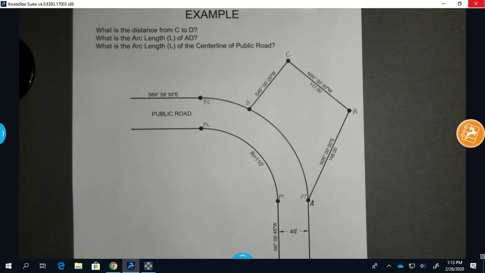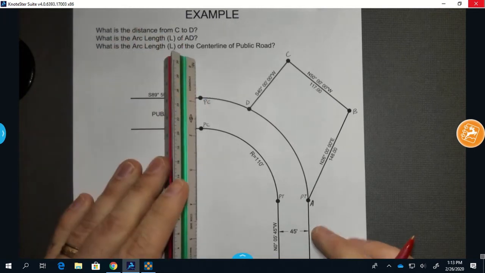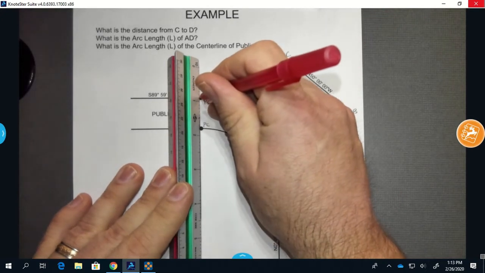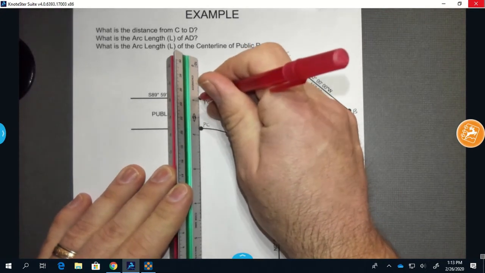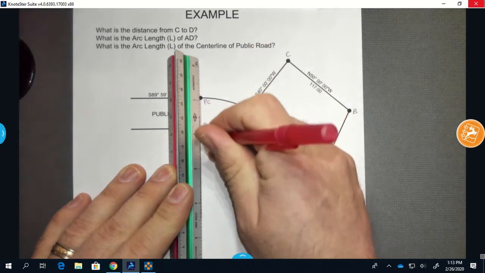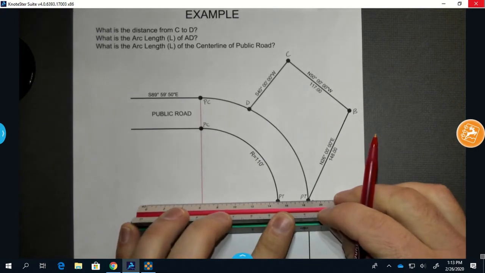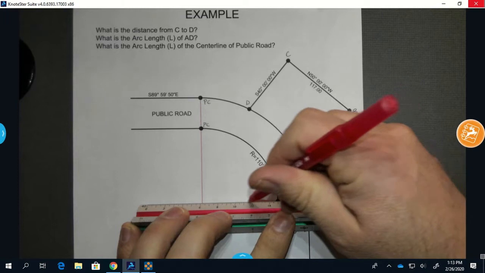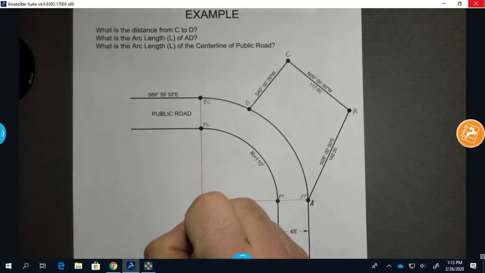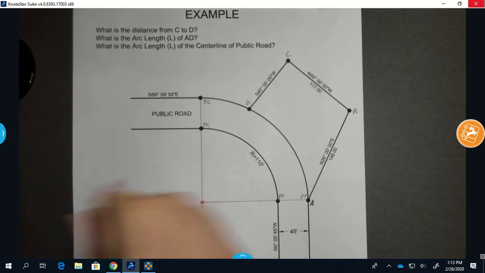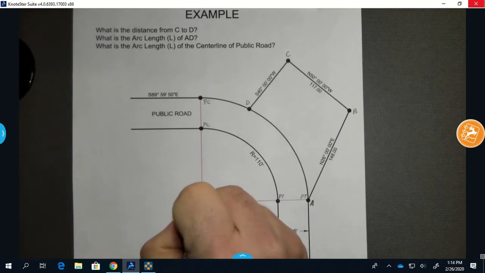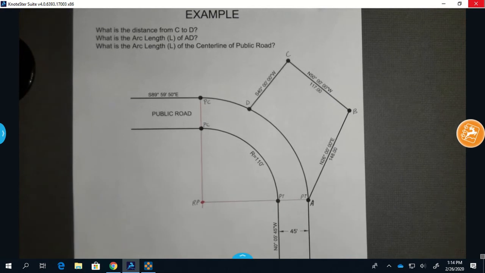So what we want to do first here is just draw some stuff on here to make sure we know what is what. I'm going to connect the dots between these PCs, because if we connect the PCs and extend them, and then connect the PTs and extend those, we will figure out our radius point. Call that our radius point, RP. So by connecting those, we find our radius point.